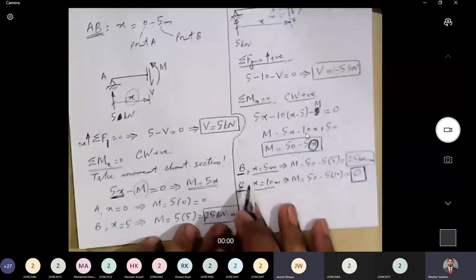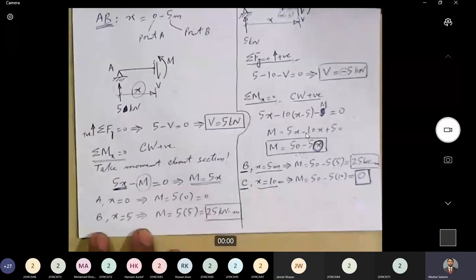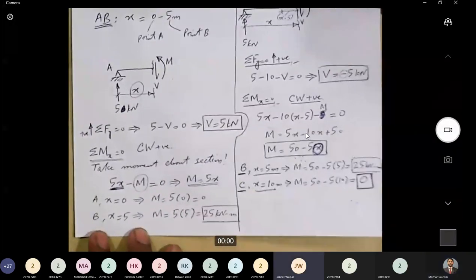Okay, which equation are you talking about here? Show me on this. Sir, 5x minus M is equal to 0.